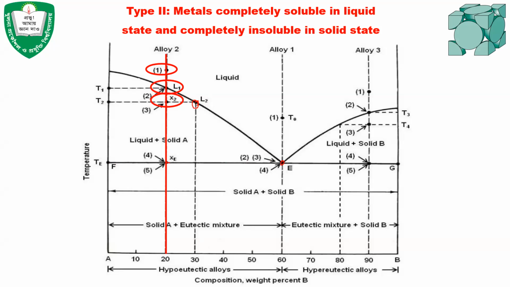Sir, 60A 40B. No, it actually indicates B. The values in here actually indicate the percentage of B. That means 60B, 40A. Am I right? Yes, sir. Any confusion? No, sir.